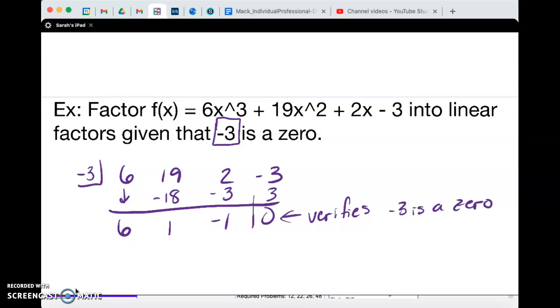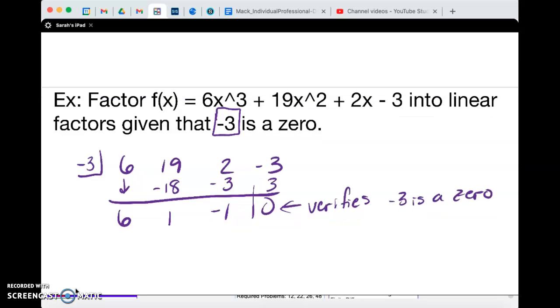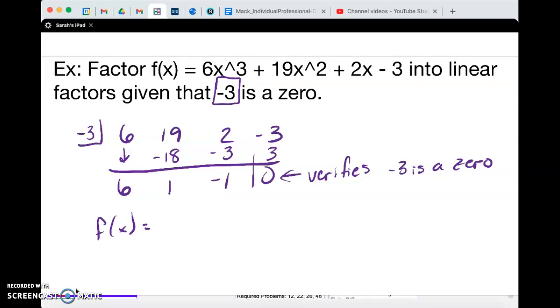Okay, but I would like to rewrite f of x using what I have. So instead of writing it as a cubic like what it's given, I want to write it in factored form. So how can I write -3 as a factor? x plus 3, right? If I was picking out the k value of x plus 3, it'd be -3. And then I can use what I call the leftovers to write my second part. So how do I write 6, 1, and -1?